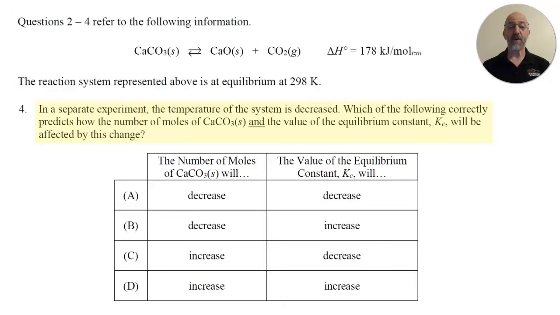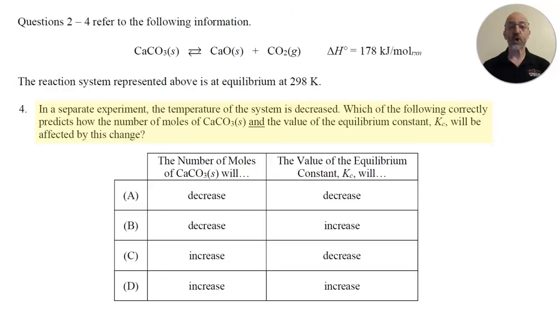And you can see among the 4 answer choices in question 4 that we have to determine if the value of the equilibrium constant K will decrease or increase. And then, depending on the direction of the shift in the equilibrium position, will that cause the number of moles of solid calcium carbonate, which is a reactant, to decrease or increase.